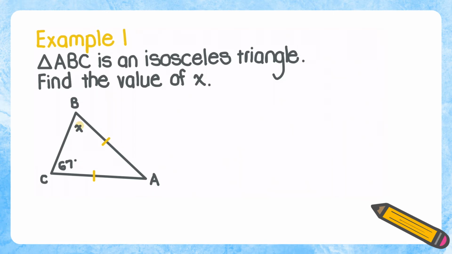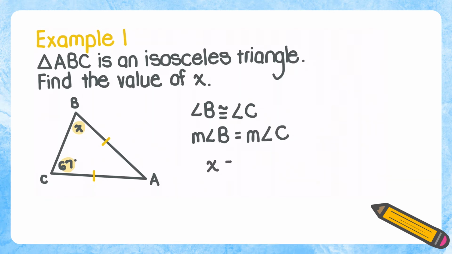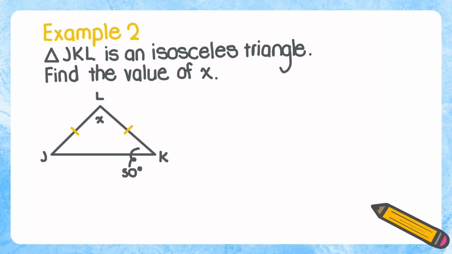In this triangle, the base angles are angle B and angle C. We know that base angles are congruent to each other. So I know that angle B is congruent to angle C, which means that they must share the same angle measure. So the measure of angle B equals the measure of angle C. The measure of angle B in this example is x, and the measure of angle C is 67 degrees. We've solved for x. X equals 67 degrees. Let's look at another example.